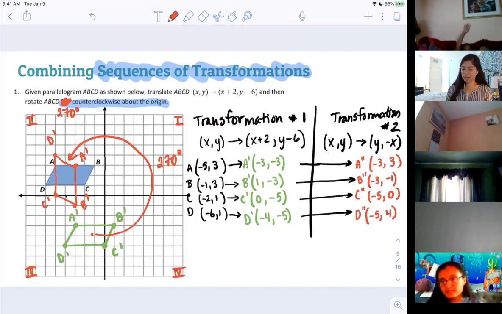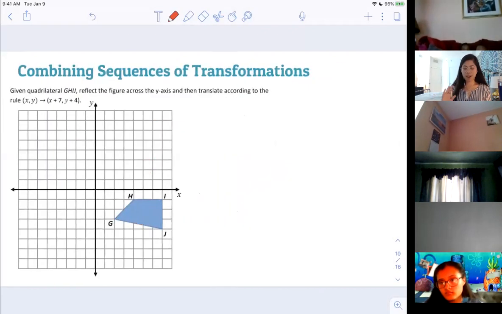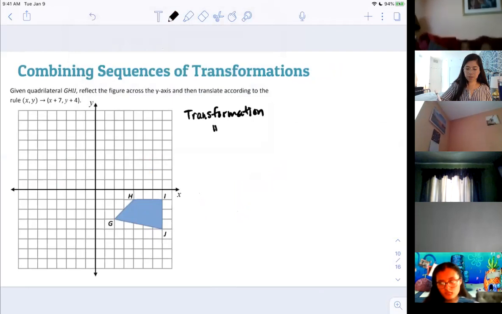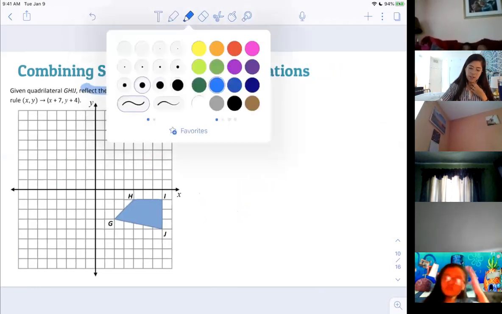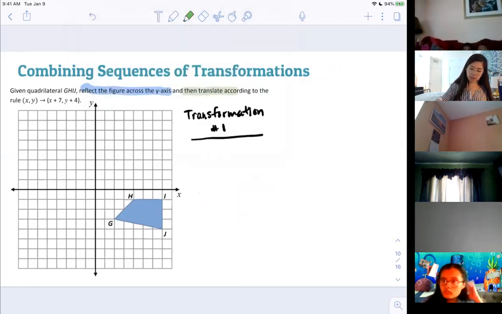Let's pretend, you know what? Scratch everything. Let's just try one more time. Let's do something different. But we're going to follow the same exact process. So I'm going to do my first transformation. Which, what do they say? Read it carefully. It says, reflect the figure across the y-axis and then translate according to the rule, right?